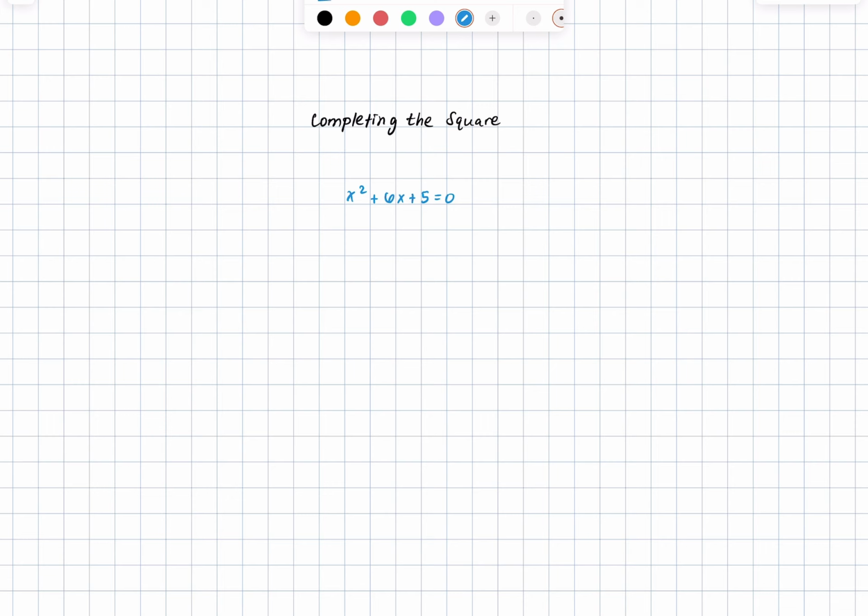Well, we're going to start by moving the constant, which is 5, to the other side. So we're going to subtract 5 on both sides: minus 5, minus 5. And I'm going to get x squared plus 6x equals negative 5. So this is my first step.